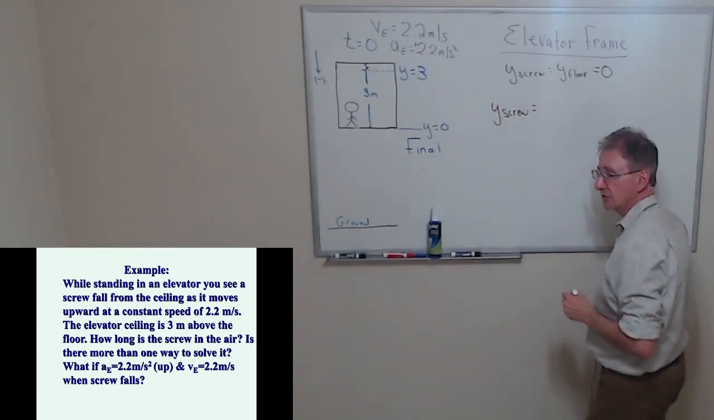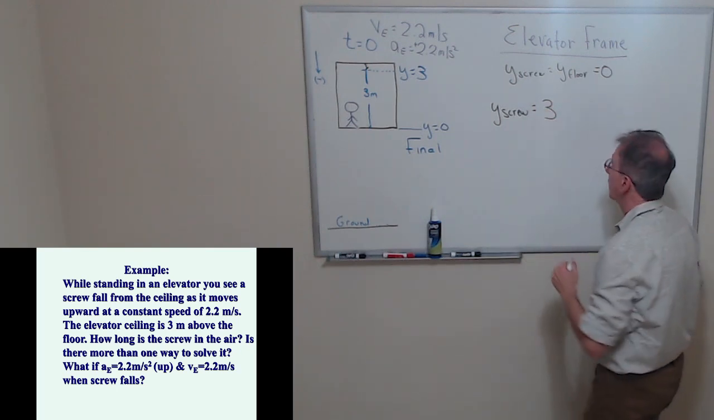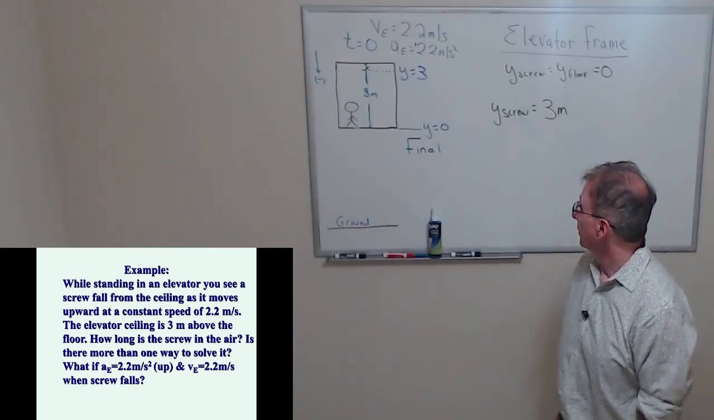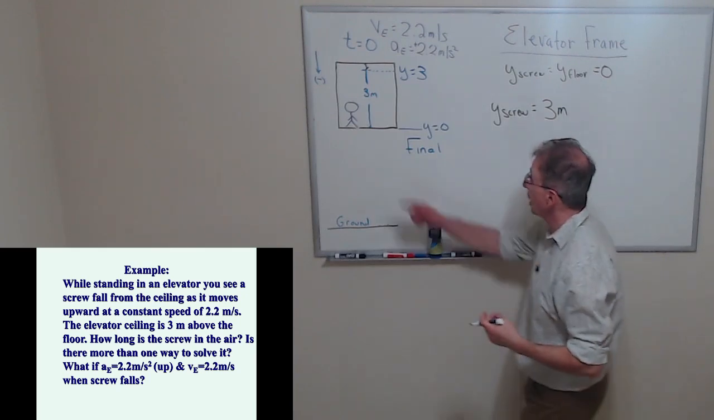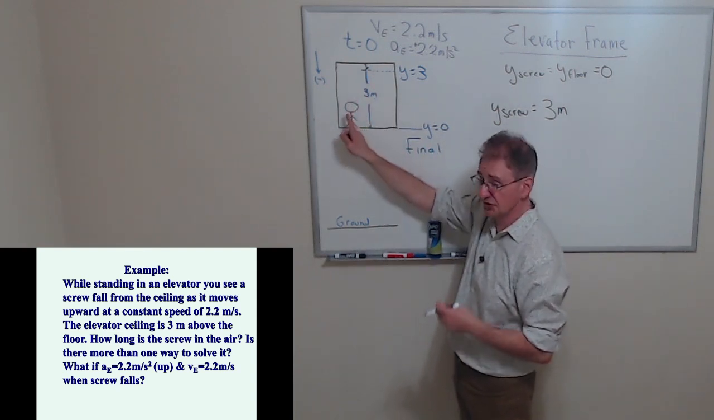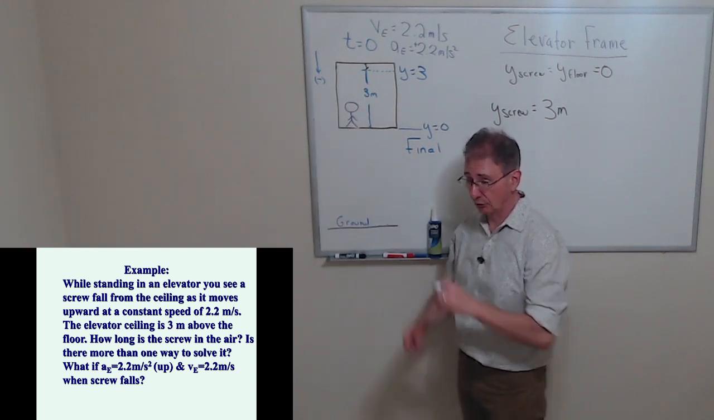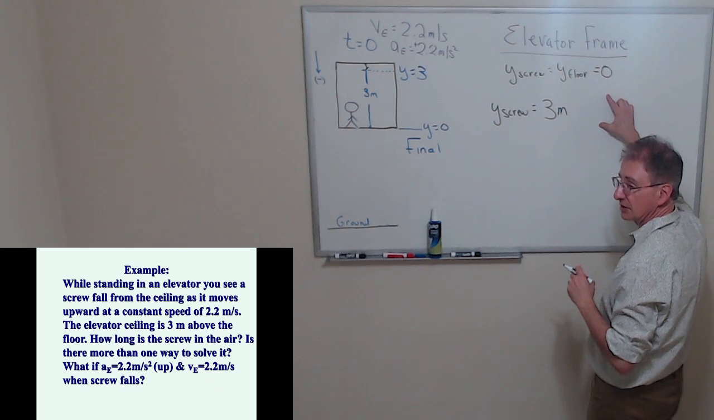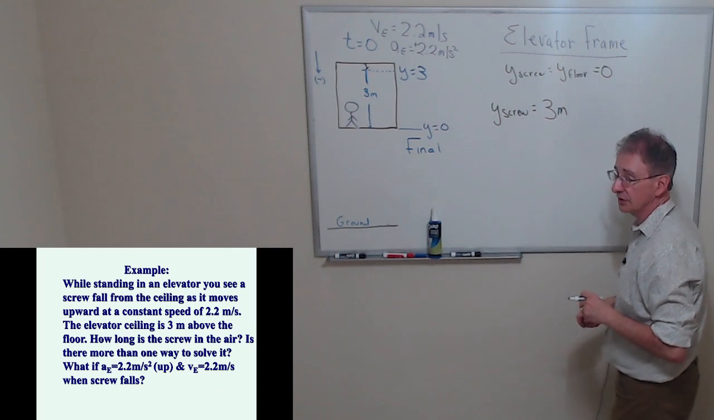So what's the equation for the position of the screw? Well, it starts 3 meters above the ground. And I really should put the meters there. Now, when the screw falls off the elevator ceiling, its speed relative to you is 0. So its initial velocity relative to you is 0. So when you write the equation for motion at constant acceleration, the initial velocity of the screw in that reference frame is 0.